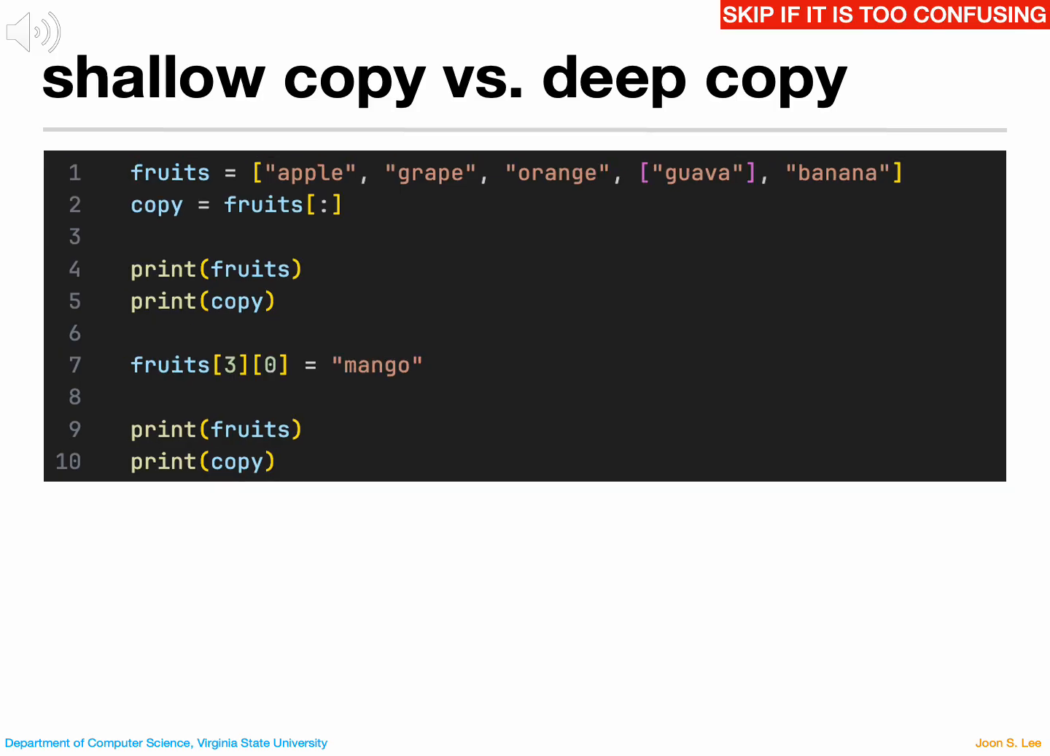Let's look at an example where shallow copy behaves differently. Here, our list contains a nested list. Notice that guava is inside its own list.